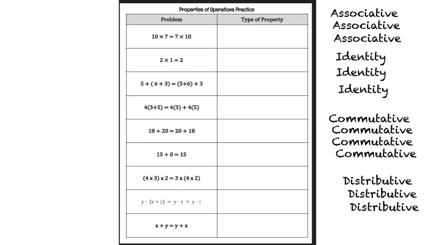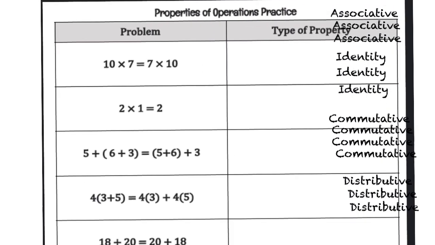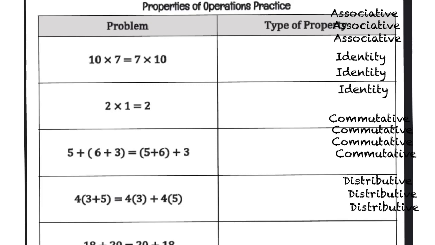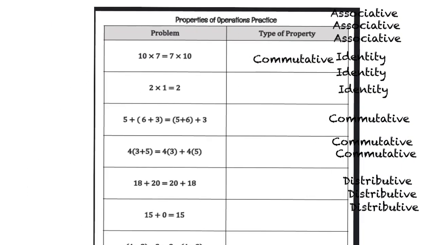Okay, now we're going to take a look at the practice page, and we are going to identify what property each problem is representing. So let's take a closer look at the first one. We have 10 times 7 is equal to 7 times 10. So we can see that the numbers just switch spots. When they're switching spots, that's commutative. They're commuting their spots. So we are going to move the commutative over here.